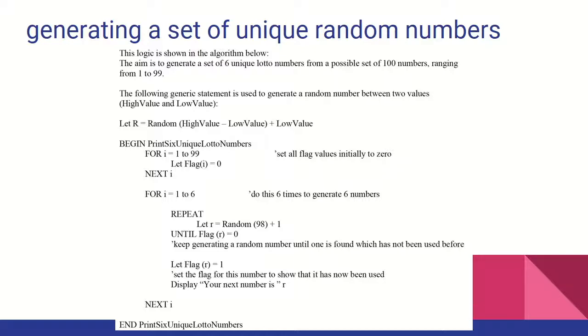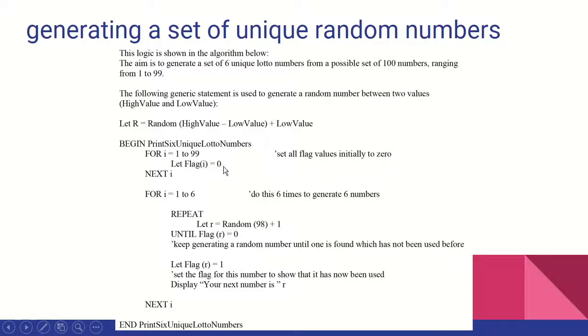We have an algorithm that will determine that for us. Starting at the beginning, let R equal random, high value minus low value plus low value. So in other words, it's just going to be a random number between the start and finish values. So random equals high value minus low value plus low value. It's generating a number within that range.